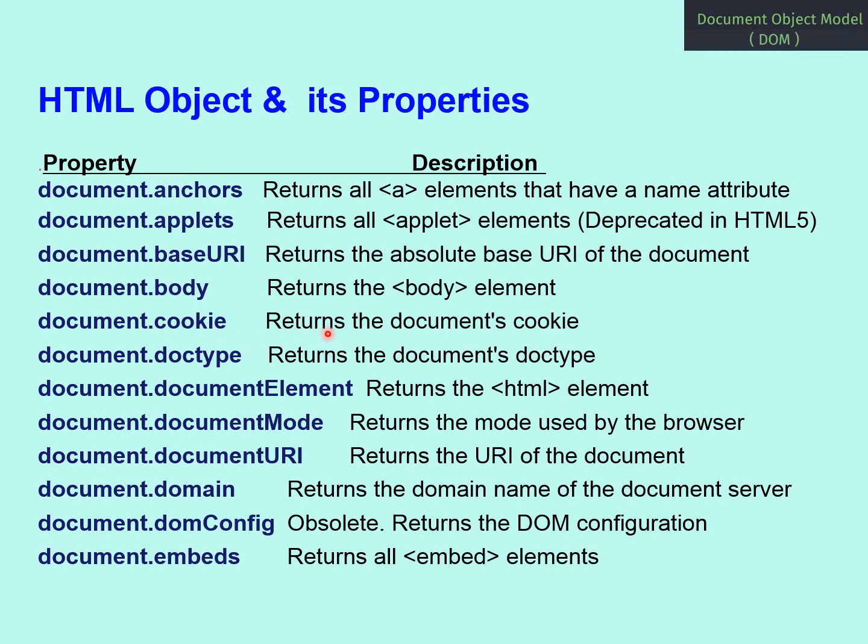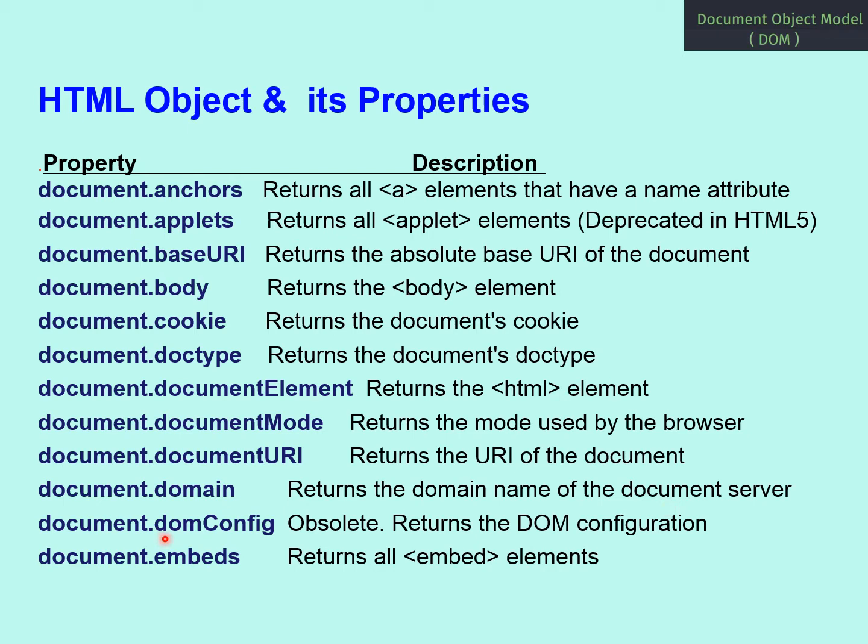Document.cookie. It returns the document's cookie. Document.doctype. It returns the document's document type. Document.documentElement. This function returns the HTML element. Document.documentMode. It returns the mode used by the browser. Document.documentURI. It returns the URI of the document. Document.domain. It returns the domain name of the document server.